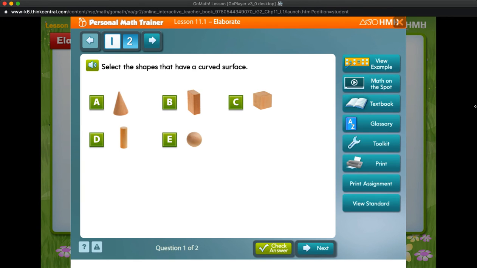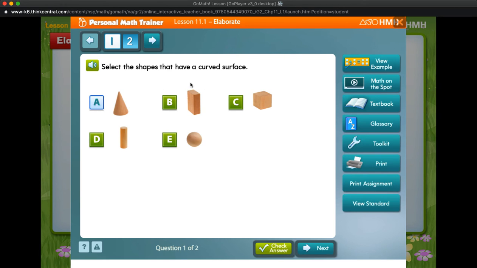So it says select the shapes that have a curved surface. Okay, so the best thing to do is look at each one and see if they have any curved surfaces. So the first one is A, and A is the cone. And if you remember, the one thing about the cone is that it has one flat surface, and that flat surface is circular or curved. So a cone has a curved surface.